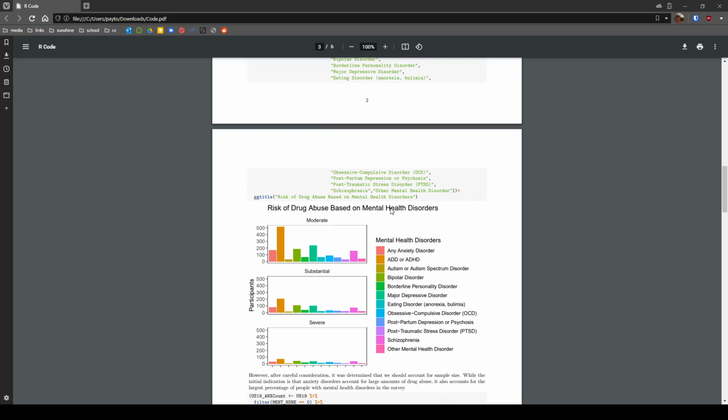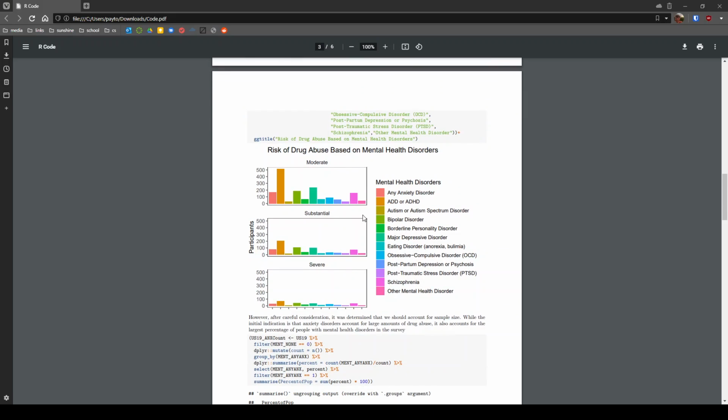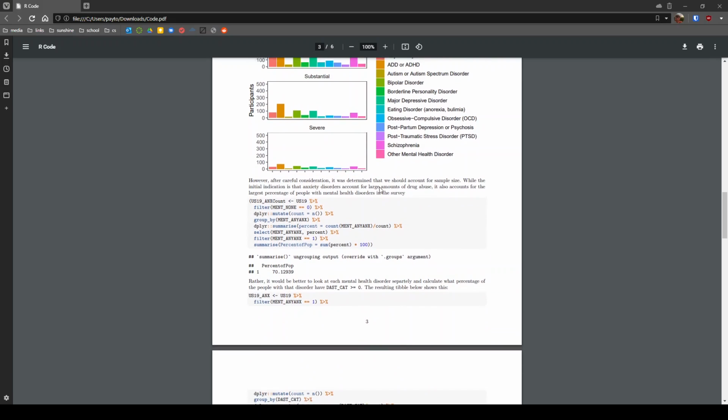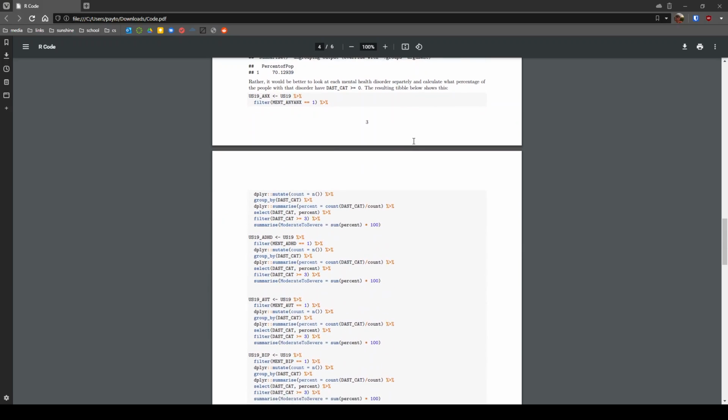After doing this, we realized that our data might not be very helpful, because some mental health disorders are more common than others. So after putting that into consideration, we wanted to do a percentage base so we could see a more accurate representation of certain mental health disorders. So there's the code right here for that. There's a lot of it.